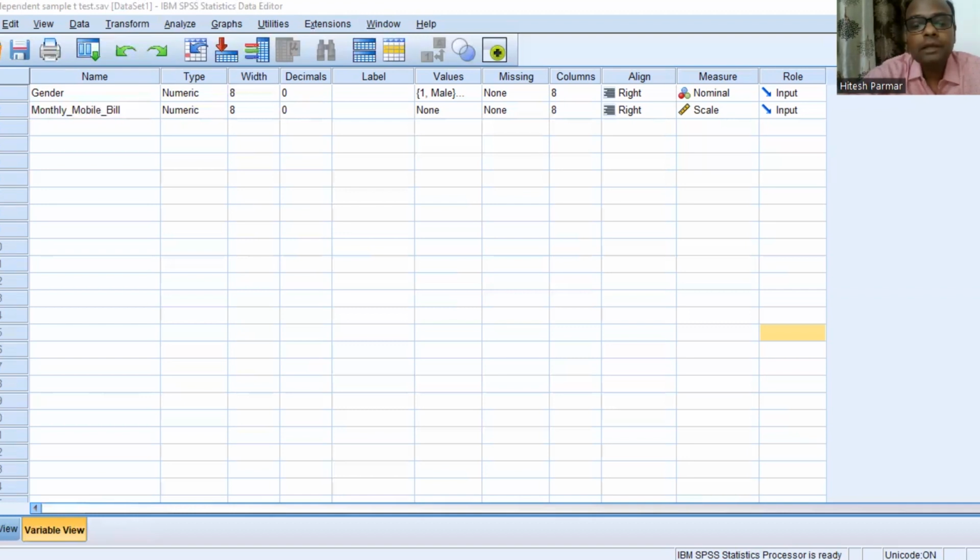What does it mean? That equal variance is assumed. If there is no significant difference in the variability, ultimately it means equal variances are assumed. So your null hypothesis is that equal variances are assumed. Now the test statistic, you have this F statistic 0.022.